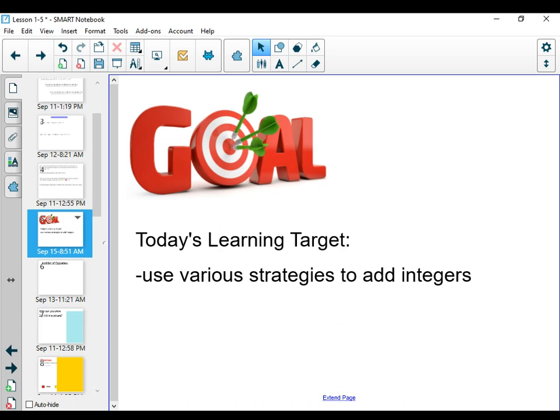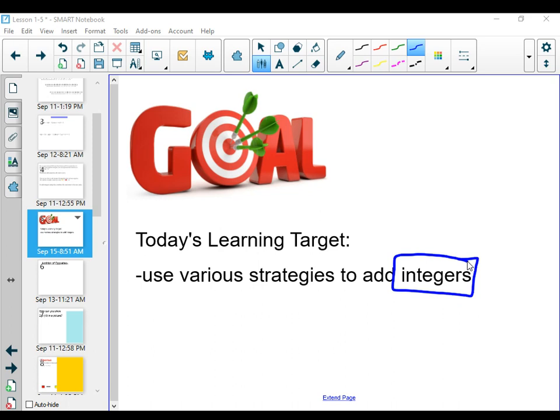If you see, our learning target for today is use various strategies to add integers. And I'm noticing a couple things. The last lesson we talked about integers and what integers meant. So we probably need to know that. And we wrote down in our notes that integers are positive or negative whole numbers.